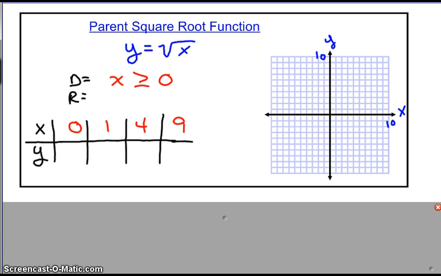What is the square root of 0? Ellie? Square root of 1? Square root of 4? And the square root of 9? 3. Good.